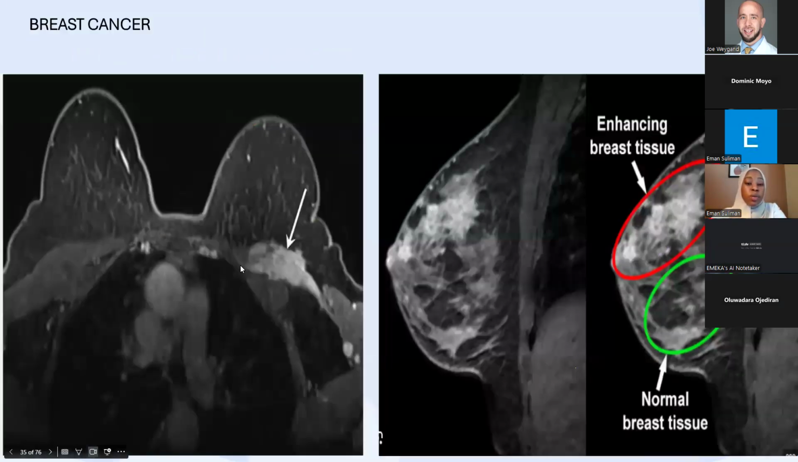As I just mentioned, if there is any pathology or tumor in the breast, it could invade the chest wall muscles here. It invaded the chest wall muscle. This is a CT of the breast, and here is the breast tumor.